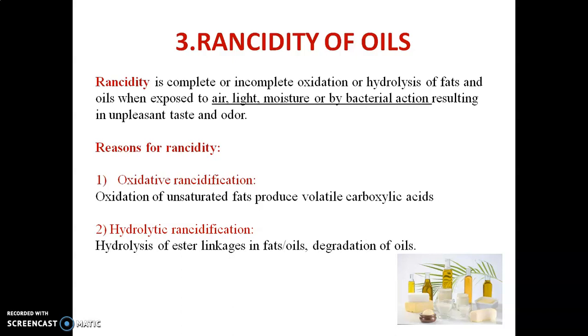The third reaction is rancidity of oils. What is rancidity? Rancidity is complete or incomplete oxidation or hydrolysis of fats and oils when exposed to air, light, moisture, or bacterial action, resulting in unpleasant taste and odor, that is, foul smell or foul odor, we call.